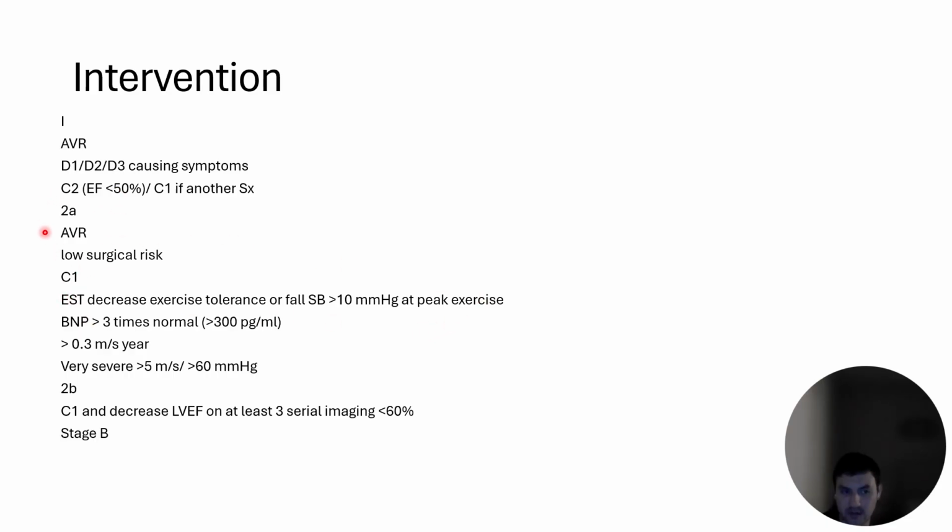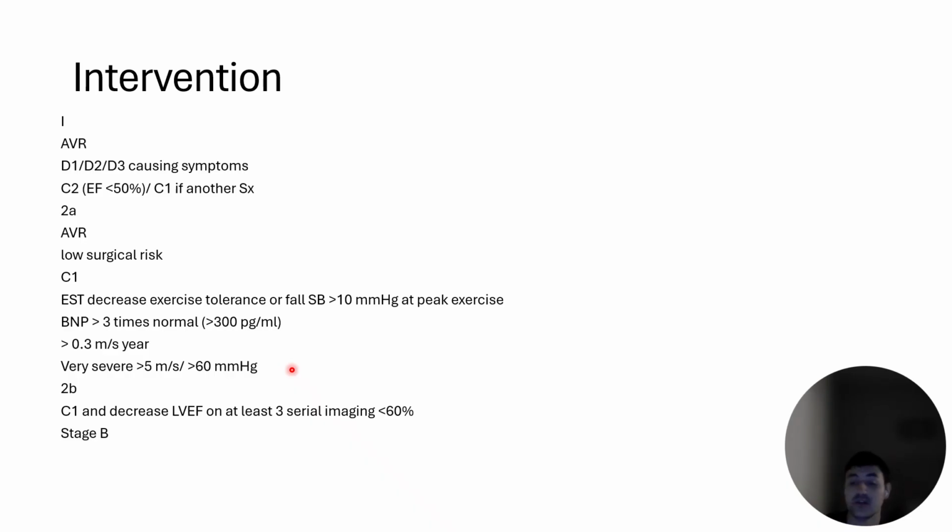Also, C1, 2A recommendation when the BNP increases more than 3 times normal, meaning like 300 pg/mL, or the velocity increases more than 0.3 meters per second a year, or it is very severe, more than 5, or the gradient is more than 60. Remember, all these are class 1 recommendations. C2 if the EF is less than 50%, or you are undergoing another surgery.